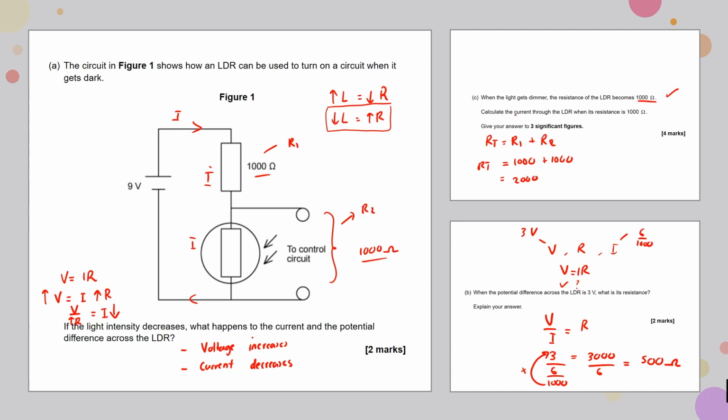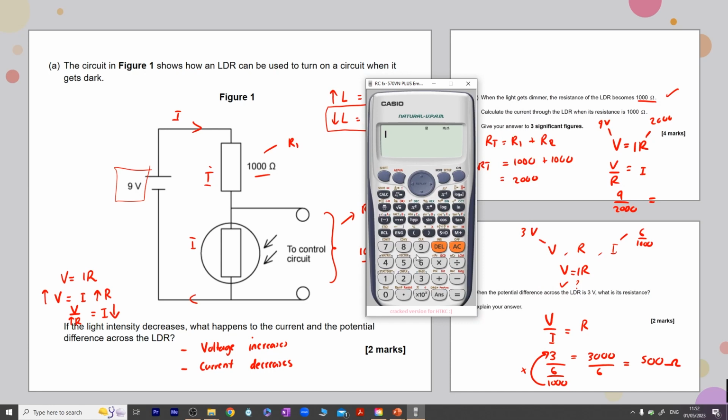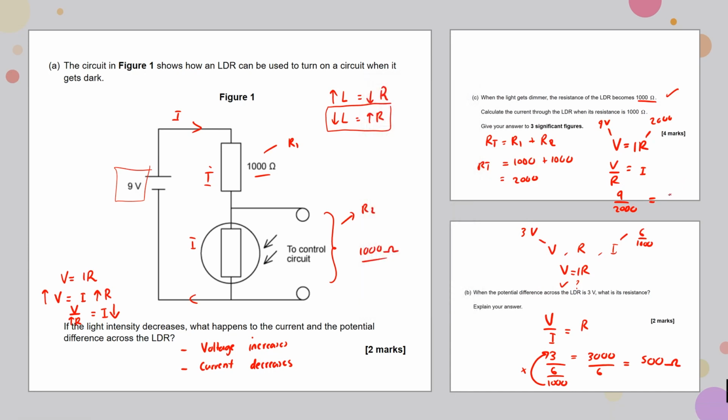Now, once we have that, we need to calculate the current. Because we have the total voltage, we use V equals IR, and we know the resistance is 2,000. We know the voltage is 9, so V over R gives us I. The answer is going to be 9 over 2,000, and we can use the calculator to work this out. The answer should be 4.5 times 10 to the power minus 3.